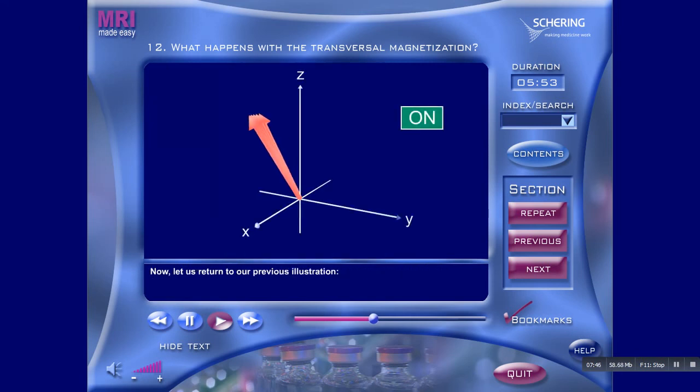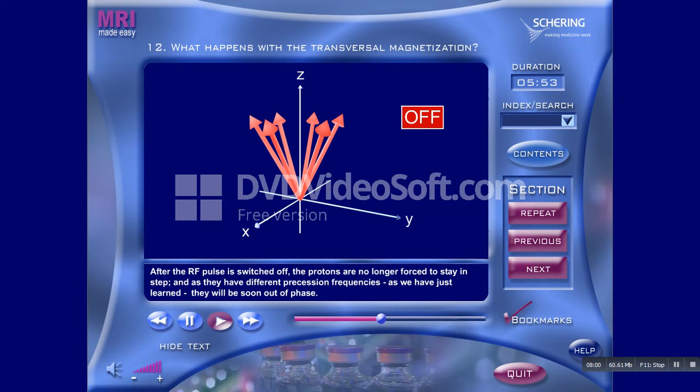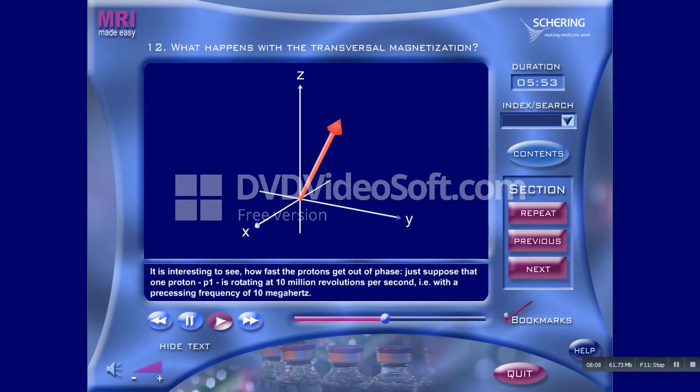Now let us return to our previous illustration. After the RF pulse is switched off, the protons are no longer forced to stay in step. And as they have different precession frequencies, as we've just learned, they'll soon be out of phase. It is interesting to see how fast the protons get out of phase.